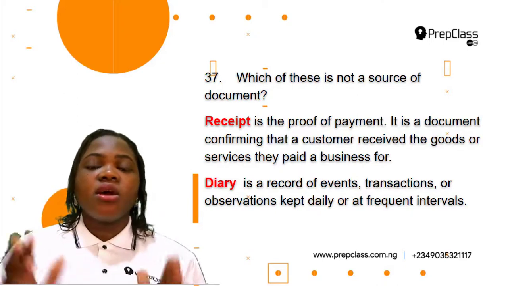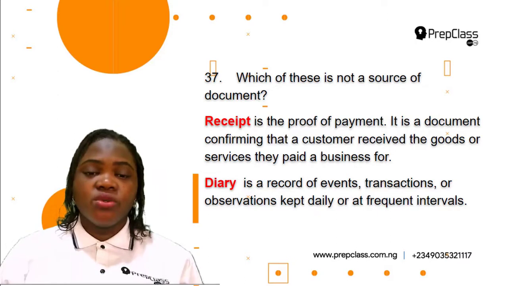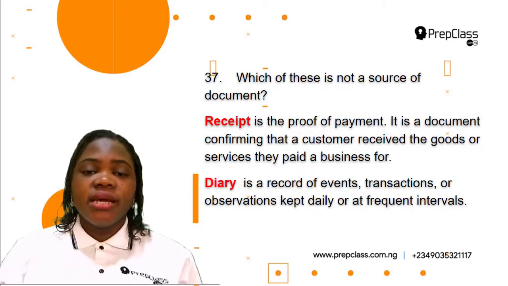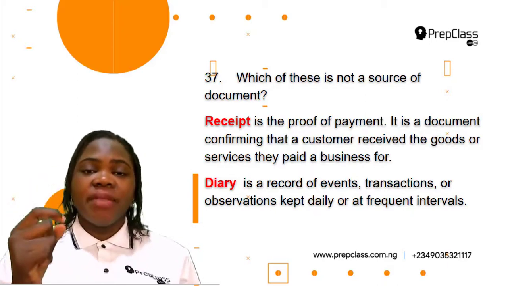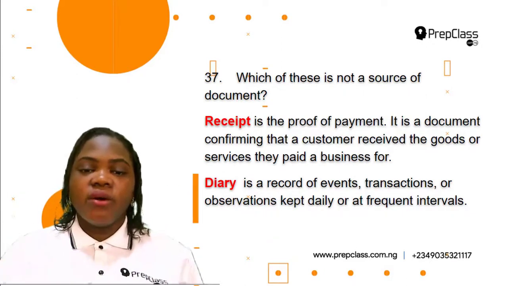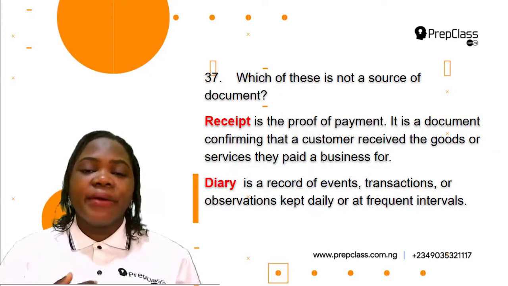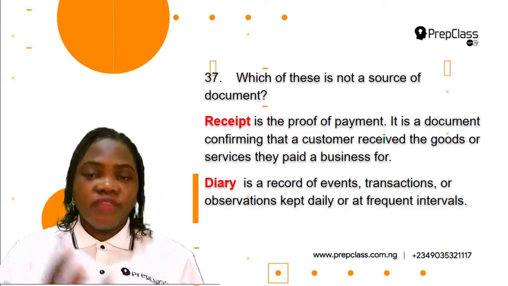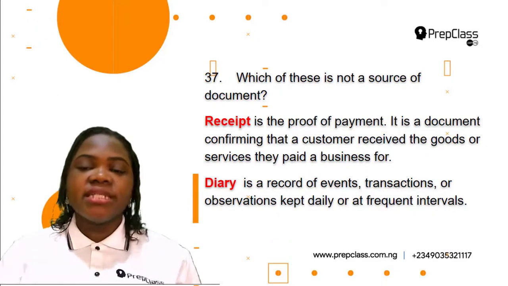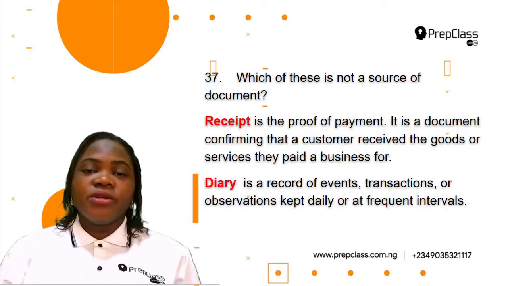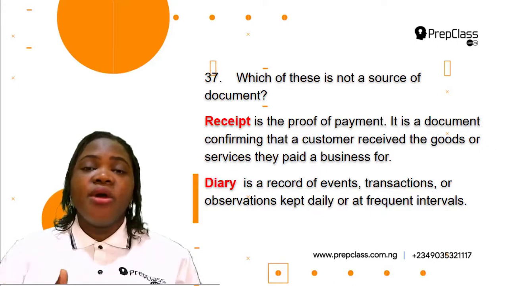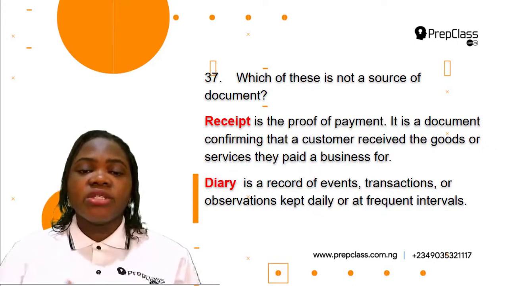It is a document confirming that a customer received the goods or services they paid a business for. For example, if I purchase some goods, the document I'm given as proof of payment is the receipt. So this means that I have paid for the goods that I got. Okay, so the second option is diary. A diary is a record of events, transactions, or observations kept daily or at frequent intervals. Some of us keep diaries as well. You write a record of everything that happens in a day or in a period of time.